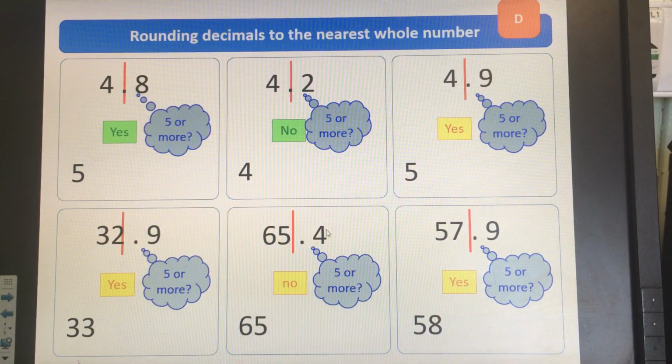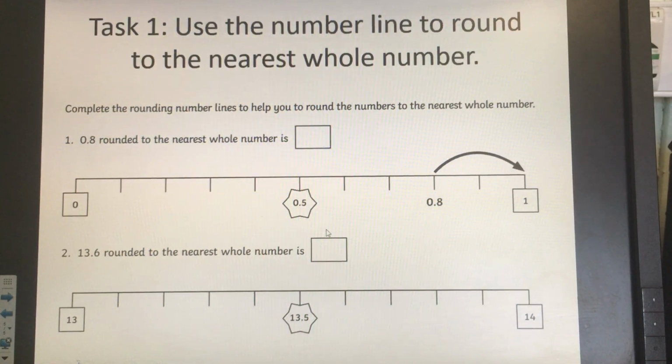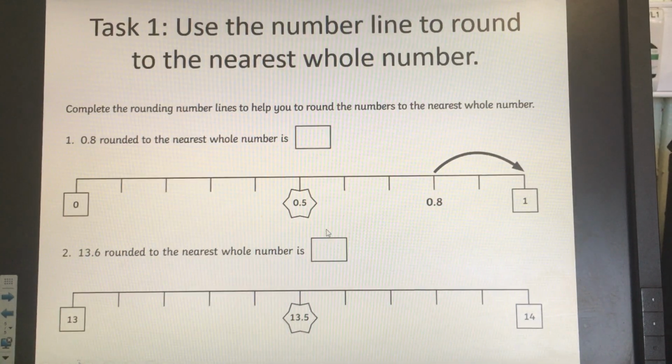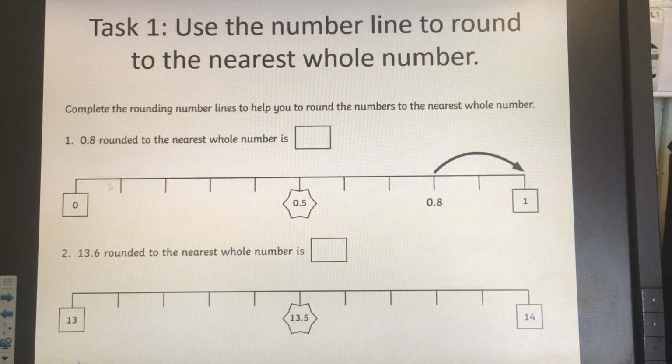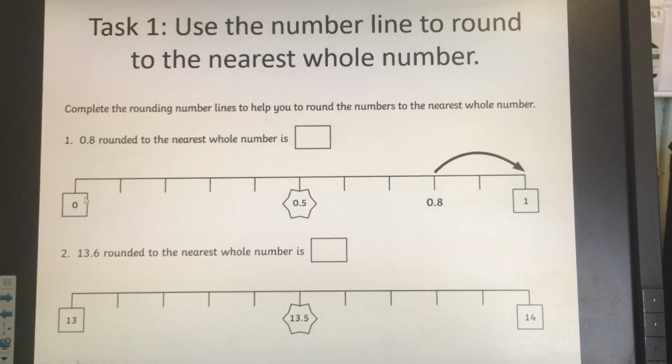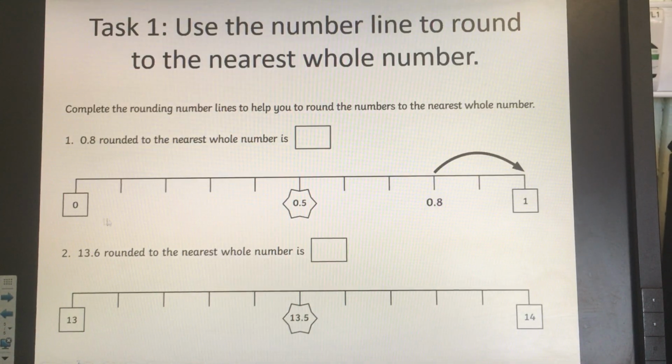Okay, I'm now going to show you the task that I would like you to complete today. So we're going to use the number line to round to the nearest whole number. Okay, and that might help some of you who found that explanation a little bit tricky. So I'm going to go through the first 2 examples on the worksheet. 0.8 rounded to the nearest whole number is, and then you need to fill in that blank. There will be a number line that is split into tenths. So 0, 0.1, 0.2, 0.3, 0.4, 0.5, 0.6, 0.7, 0.8, 0.9, 1.